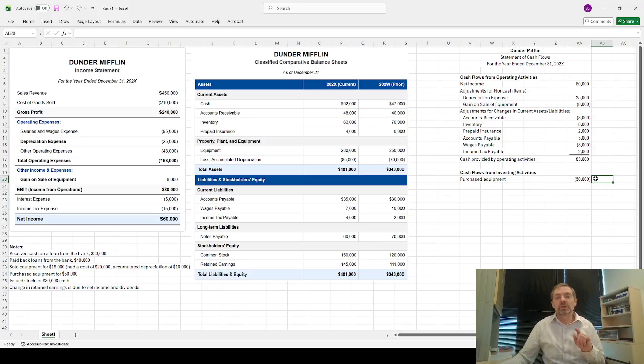At this point, I would caution you to be careful. Remember, this is the statement of cash flows. Often, businesses buy equipment with loans, which is not cash. So if we had purchased this equipment with a loan, we would not put it here because it's not cash. So just be careful that you're only putting cash transactions here. All right, the other one is we sold equipment for $18,000.